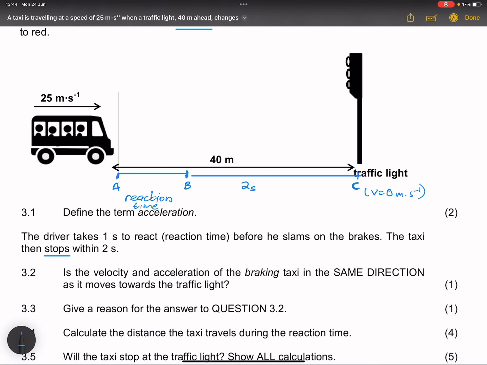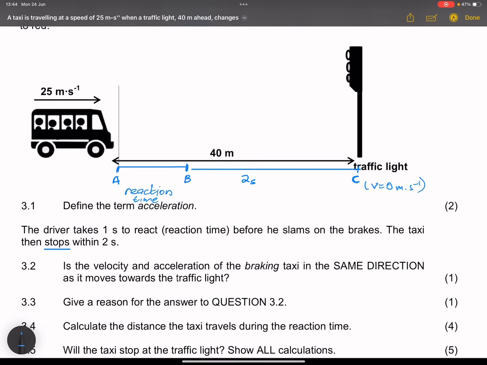Right, now let's quickly answer the question. Now they ask us the question, is the acceleration of the braking taxi in the same direction as it moves towards the traffic light? Okay, so I'm assuming that they're asking about this point when he now starts braking. Now notice that the velocity is still in the positive direction. Even though the car is slowing down, its velocity is still in the positive direction.